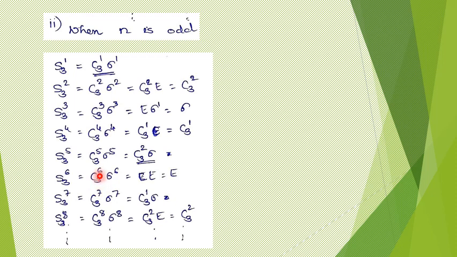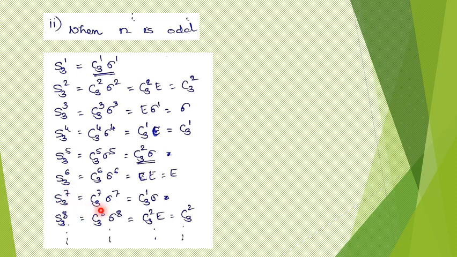So C3^6 should simply be equal to E, because it shows that the molecule has been rotated on the C3 axis by 720 degrees, 2 times 360 degree rotation, which leaves the molecule in the first orientation itself, so it can be called E. Sigma^6 will be E, so now S3^6 will be E. Fine, now I'll continue. I'll not stop at this stage too.